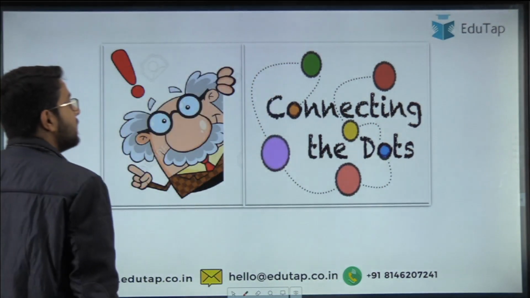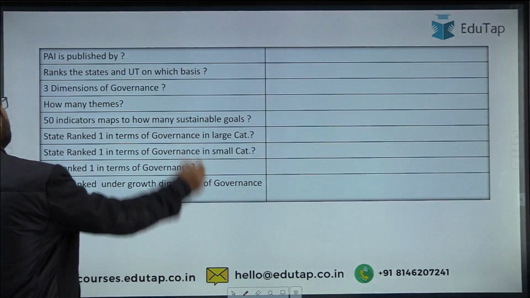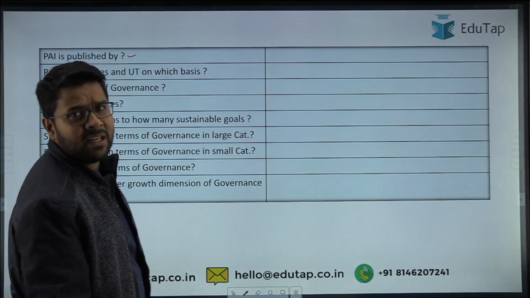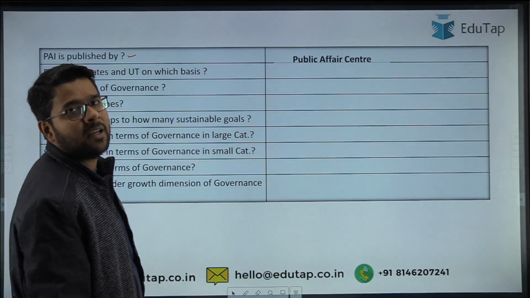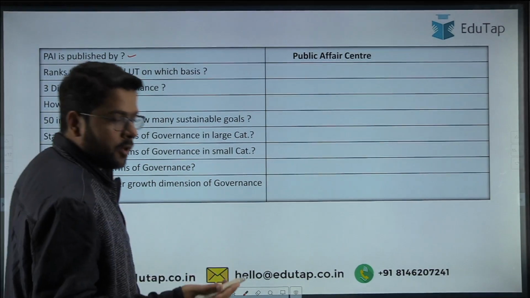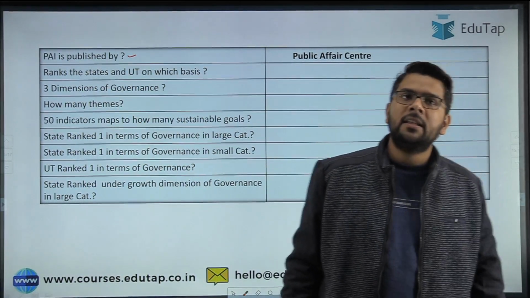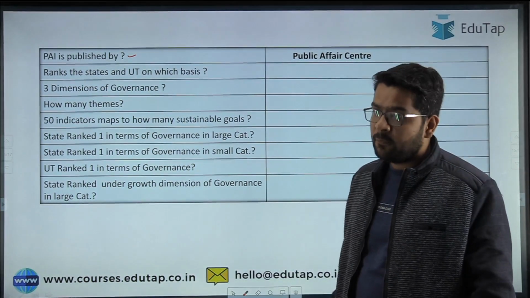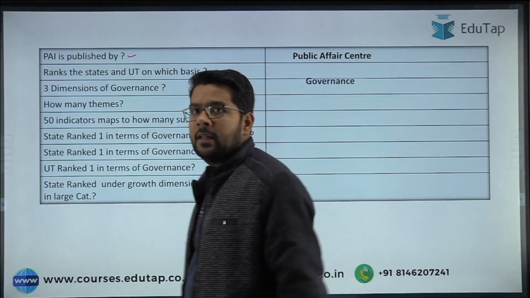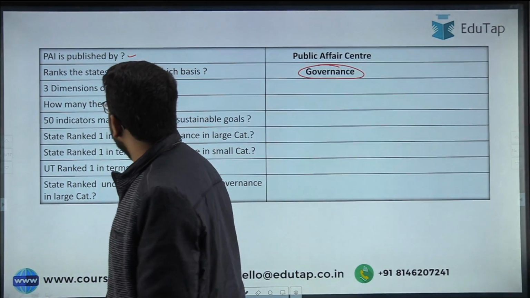So guys, now it's time to revise the scheme through some MCQs. This Public Affairs Index is published by, we have discussed this multiple times, the answer is the Public Affairs Centre. Basically, it is a not-for-profit organization, or we can say a not-for-profit research think tank. Then the ranks of the states and union territories are on which basis? That is on the basis of governance. That's question number 2.